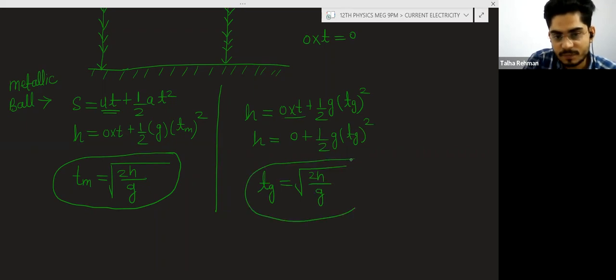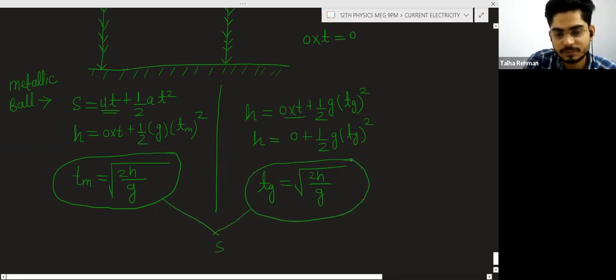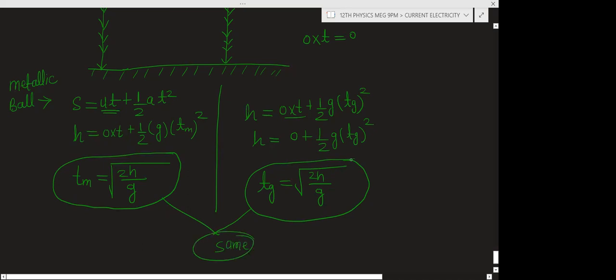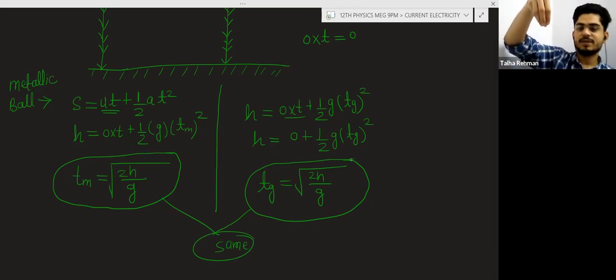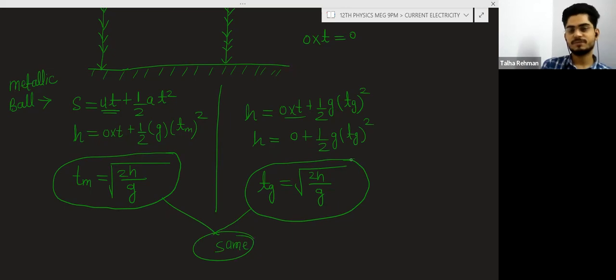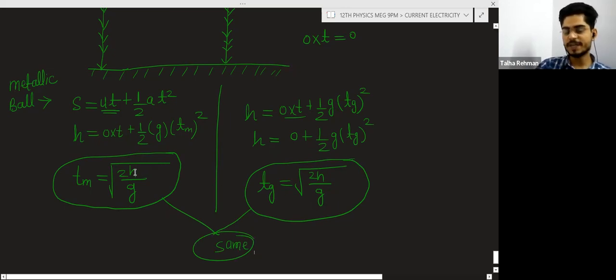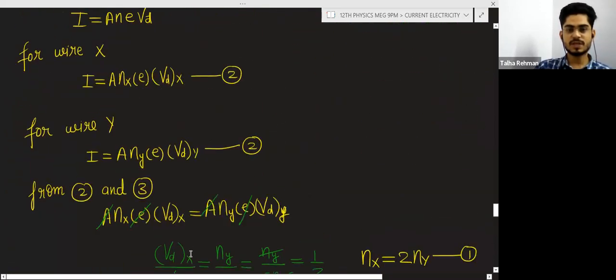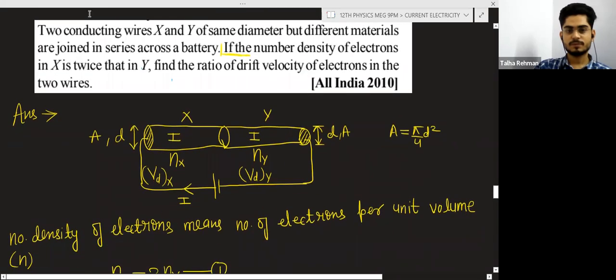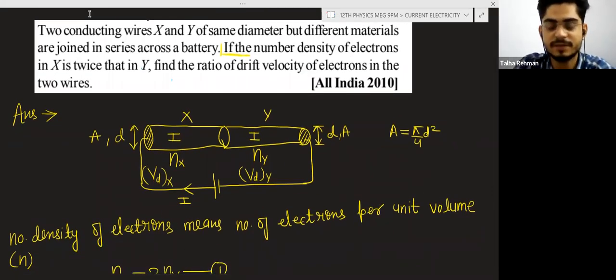Now see here, both times are the same. See the beauty. It means that if you are releasing a ball of higher weight, the time to reach the ground will not change. This time depends only on the height from where you are releasing the ball and on the acceleration due to gravity, not on the material of the ball. Okay, just note this down. In this way, you can relate the things. Very interesting thing. Just note it down, Hamza.